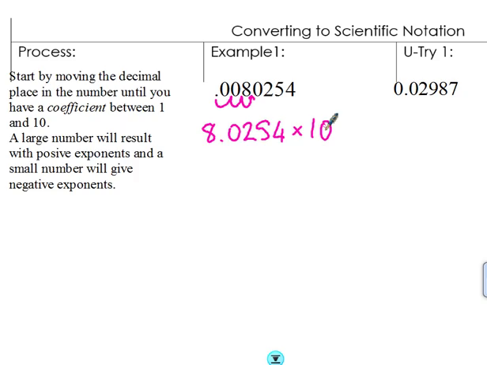And since we moved the decimal point, we're going to express that movement with powers of 10. So when you have a large number, your exponent will be a positive value, and when you have a small number, you will have a negative exponent. In this case, 0.08 something is a small number, so we are going to have a negative exponent. And here's your try.